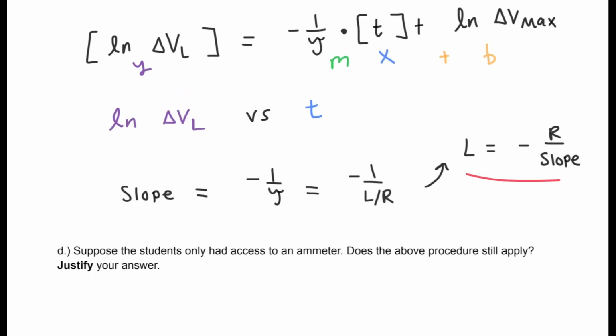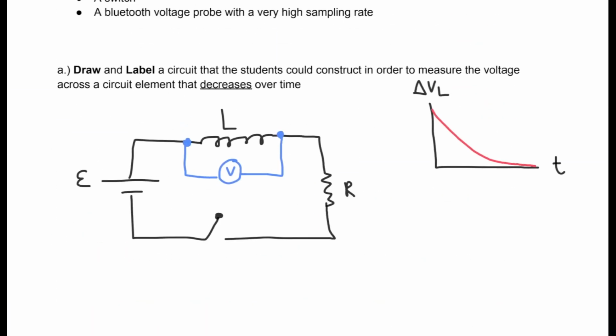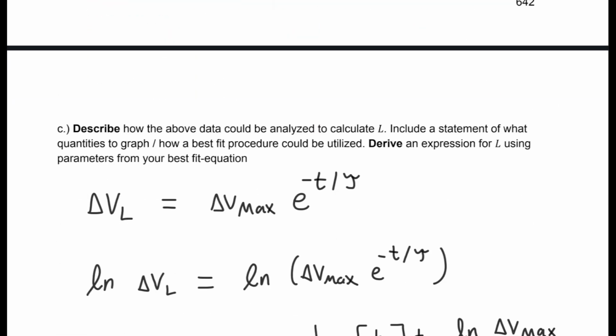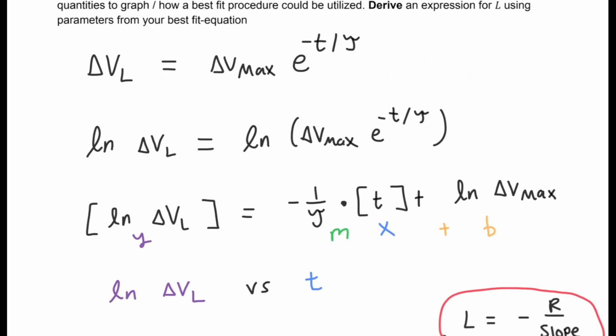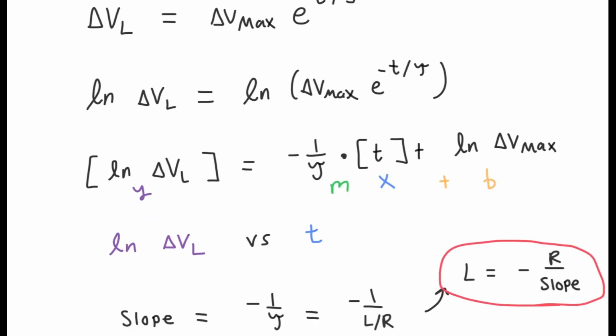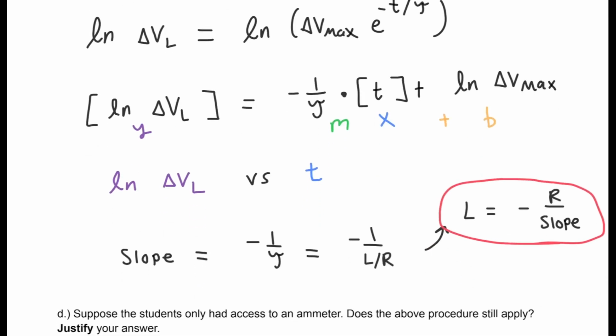So let's just re-look at that procedure. So first, get a voltage probe, generate this graph, meaning get voltage and time data. Then, graph natural log of voltage as a function of time, because the slope will be related to the time constant, which is related to R and L.